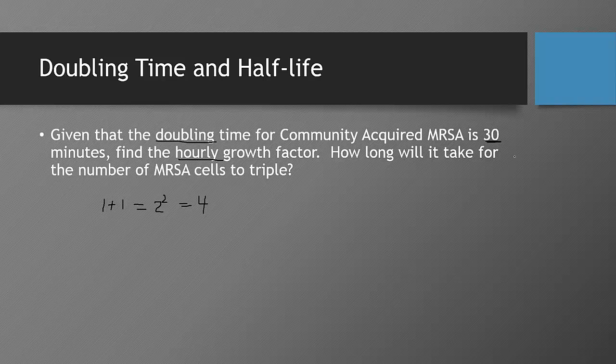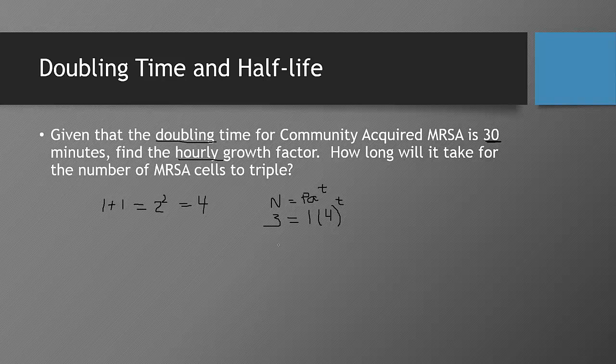Now it asks us, how long will it take for the number of MRSA cells to triple? I'm going to go to my general equation. So n equals the starting amount, a factor, exponent t. Triple, that's 3 times. So n is going to be 3. Starting amount, 3 is 3 times what? Well, it's 3 times 1, so starting amount of 1. My a value, that growth factor we found, is 4. And then we have t as our exponent.